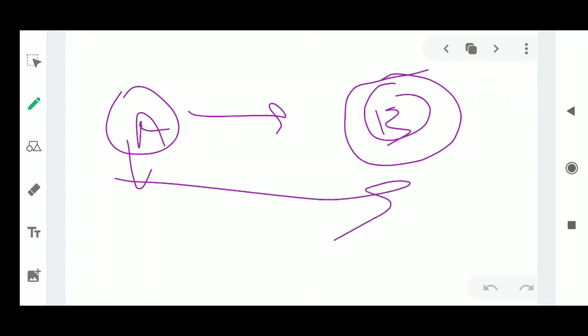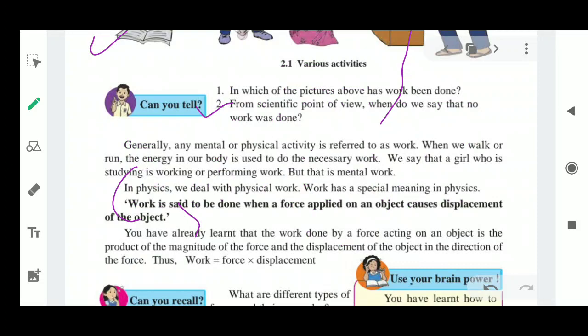So in terms of science, I apply a muscular force at position A, therefore the ball is moved from position A to B. In the scientific terms, work is defined as the product of the force and displacement. So students, underline this formula or box it with a pencil or pen. Work is equal to force into displacement.